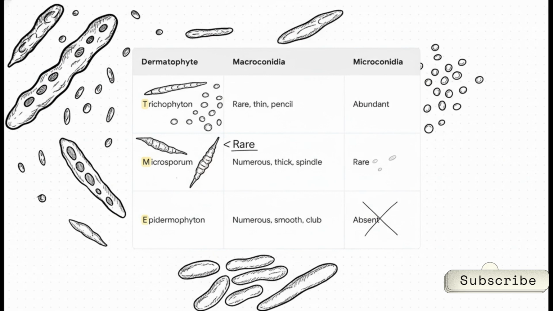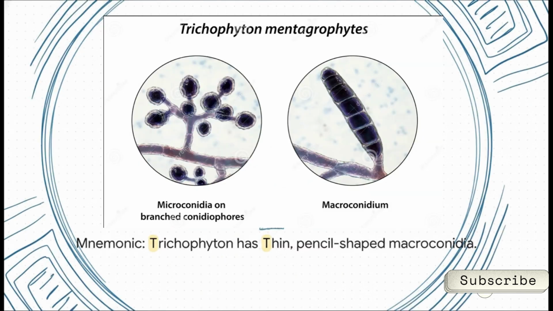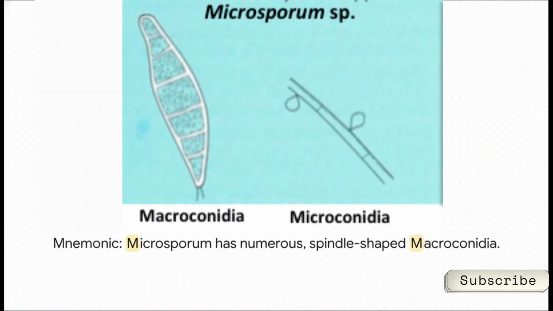Okay, remember our MET friends. This is how you tell them apart under the microscope. It's all about looking at their macroconidia, which are the big spores, and their microconidia, the little ones. The shape and how many there are of each is the dead giveaway. For Trichophyton, think T for thin. The macroconidia are thin, kind of pencil-shaped, and you won't see very many of them. What you will see is an abundance of tiny microconidia. So lots of little guys, very few big, thin ones. That's your Trichophyton.